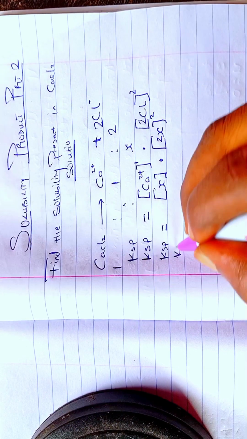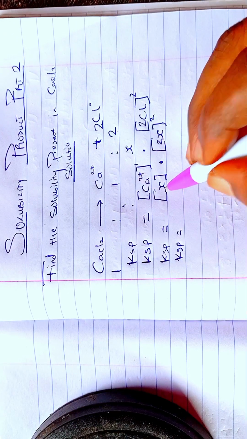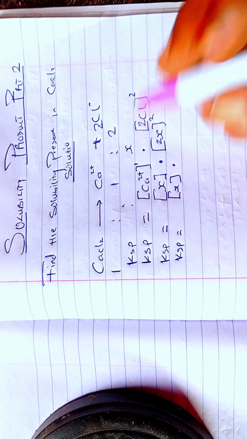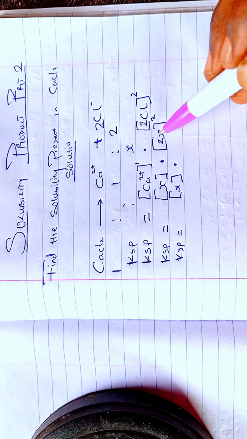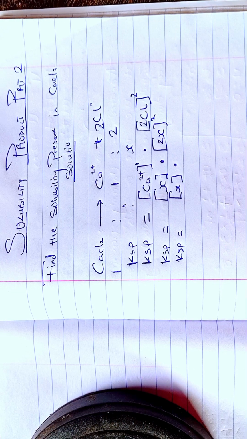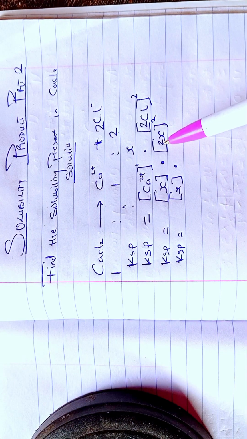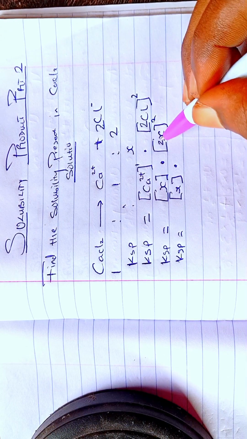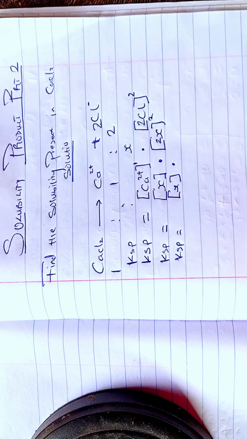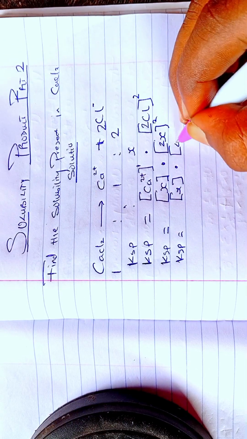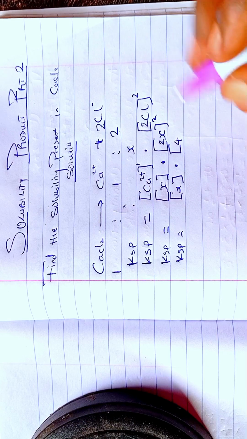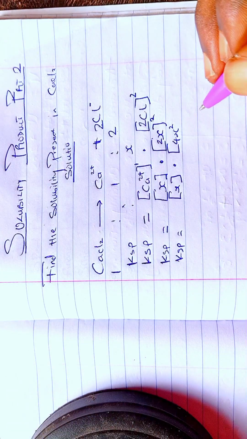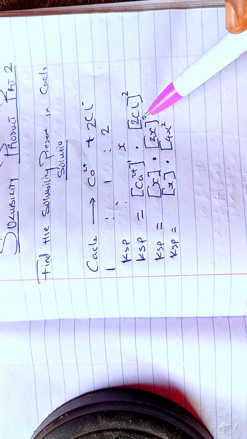I write my Ksp is equal to this one, bring it back, x, close the bracket, dot. Now I'm going to use this 2 to multiply everything inside the brackets. Now watch. 2 times 2 is what? 4. Then 2 times x is 2x. I'm going to be working with this square, for mathematics sake.